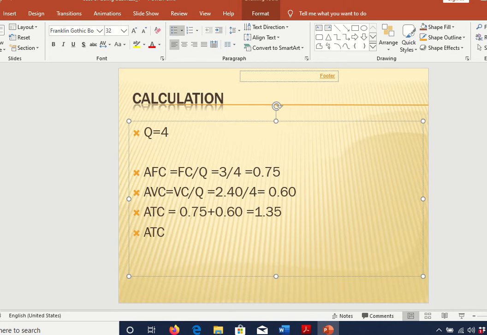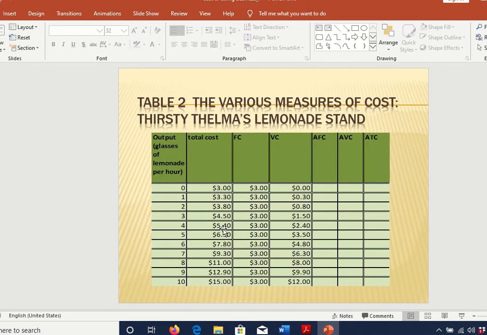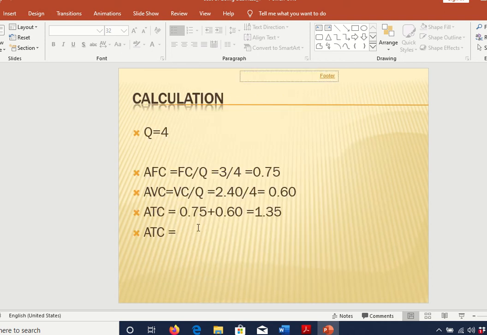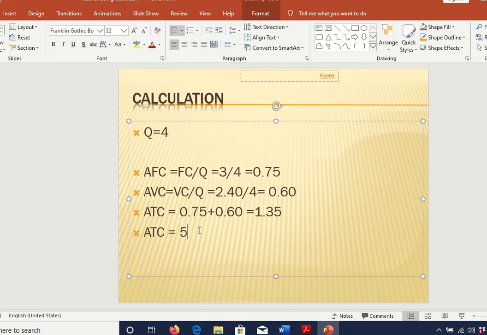Alternatively, you can also use the information here. 540, that's the total cost. 540 divided by 4 will give you 1.35. Same answer. So two different ways to get to the same answer.